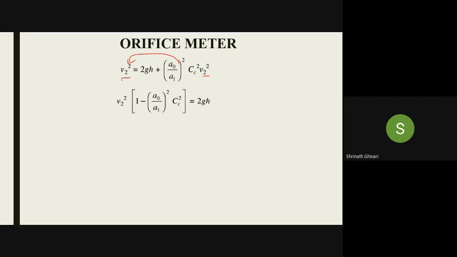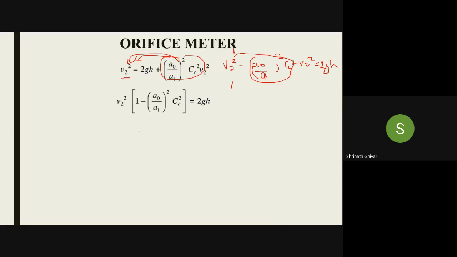So when I take this outside like this, if you understood it, V2 square minus A0 by A1 whole square, Cc square into V2 square equal to 2GH. I have taken this whole term here because V2 is common over here. So when I take V2 square as common, what will remain? It will be 1 minus A0 by A1 whole square into Cc square equal to 2GH.